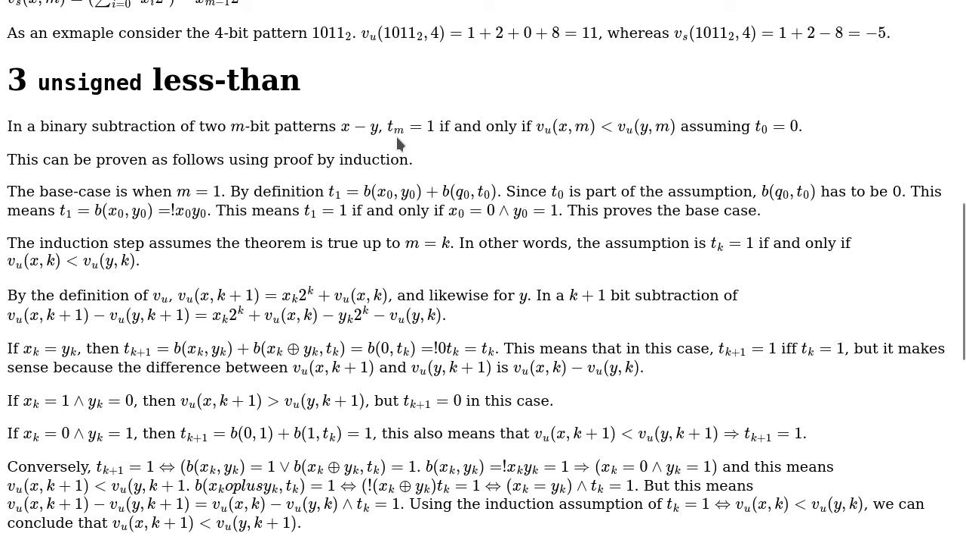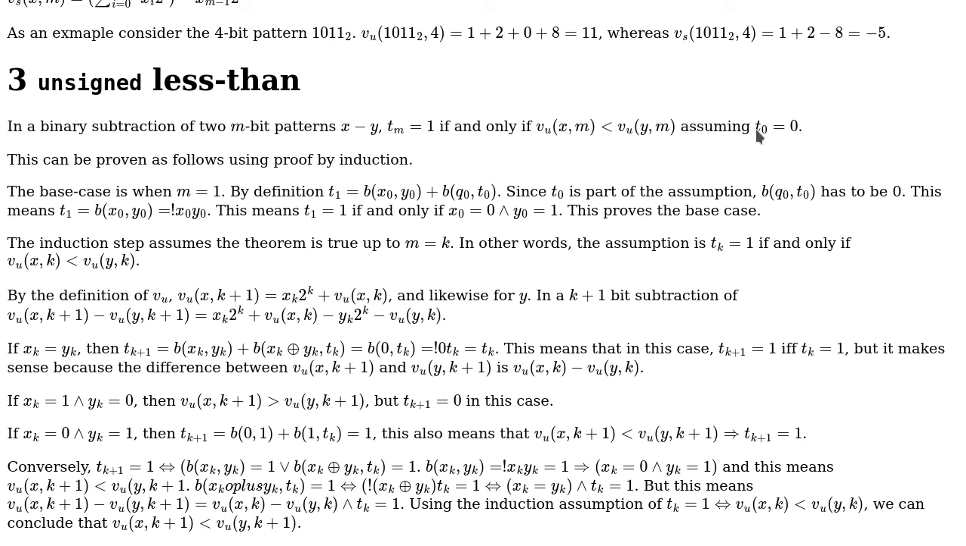Okay, so in this particular statement, you only see less than in one place. What is that? VUXM is less than VUYM. What exactly is VUXM? It's the unsigned integer represented by the bit pattern of X, right? And that is less than the unsigned integer that is represented by Y. The M is not really useful here because we're using the entire bit pattern.